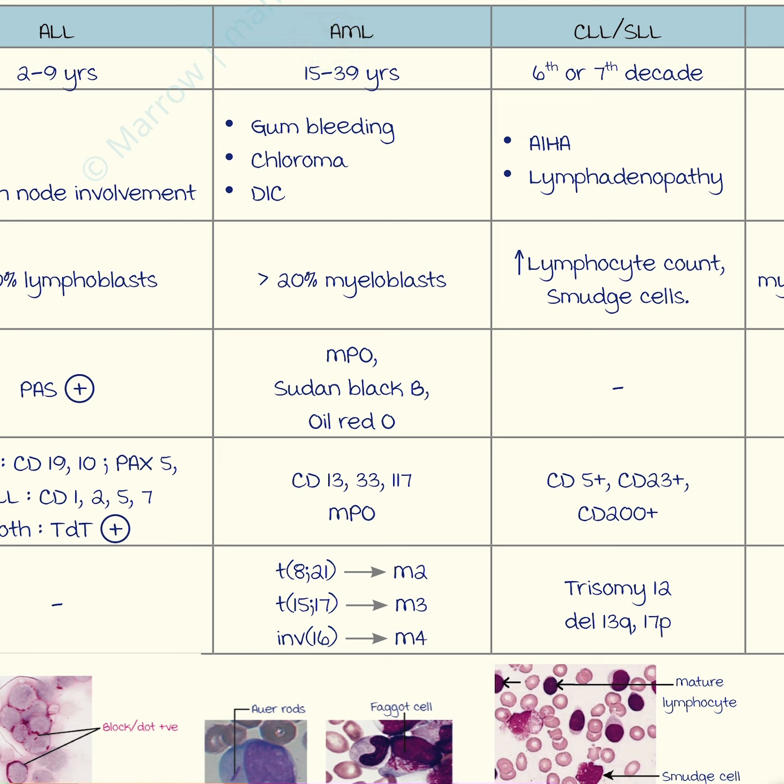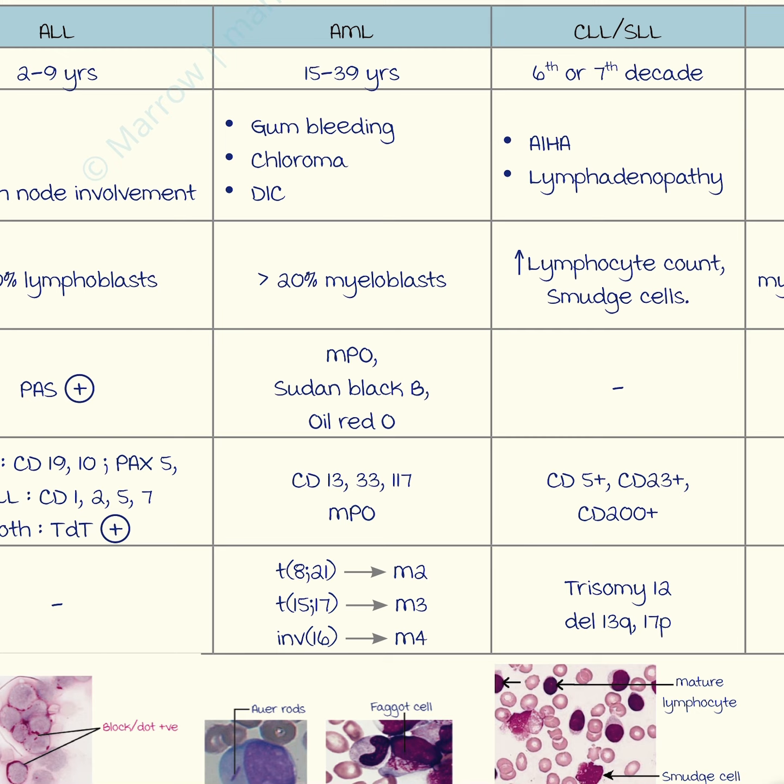The extra clinical features: gum bleeding is present, chloroma, and DIC. Chloroma's most common site is the orbit. The CBC findings are the same as in ALL.